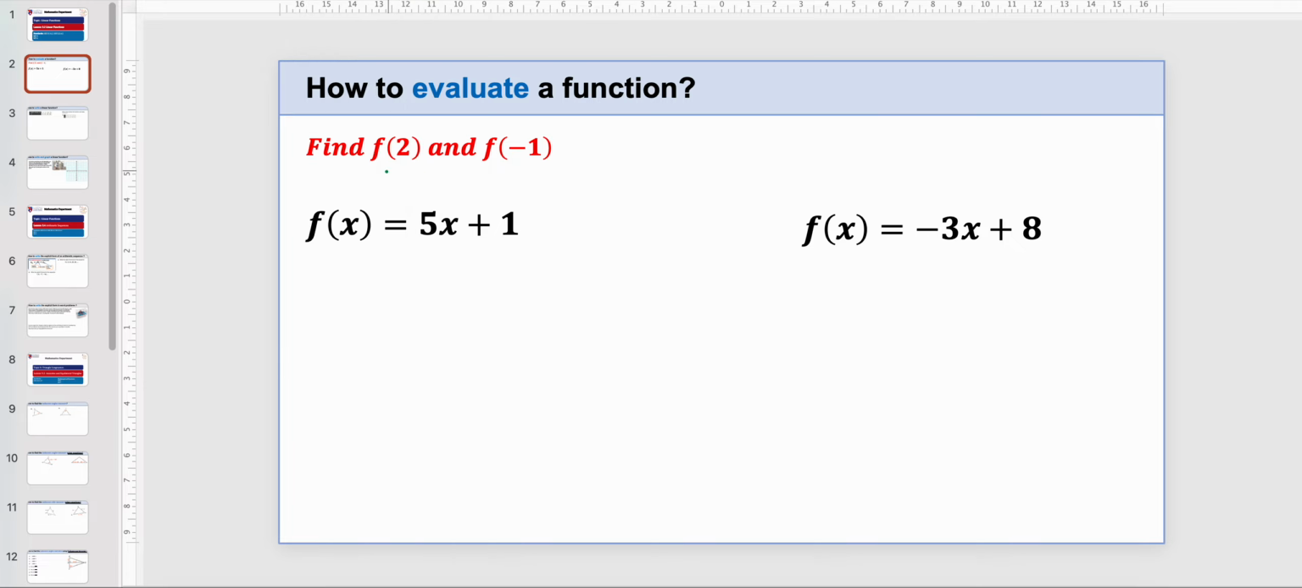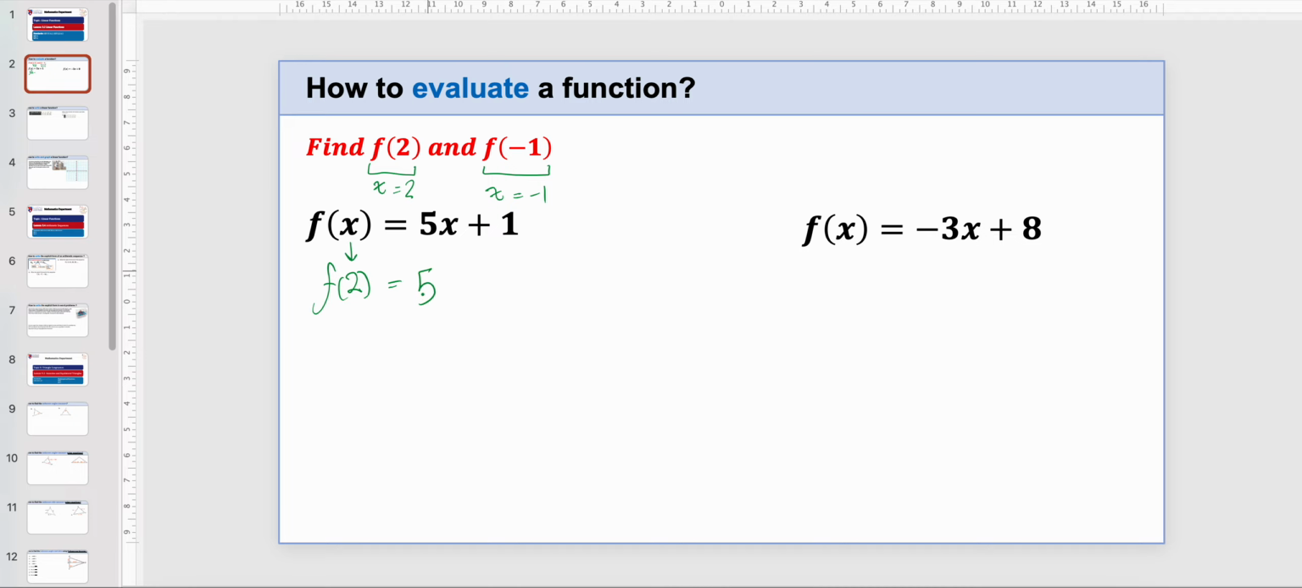Okay, start with the first idea, evaluating functions. So they might ask you to find f of 2. F of 2 means f of x when x equals 2. And f of negative 1 means f of x when x equals negative 1. So you're going to go to your function. Instead of each x, you will write it as 2 because you want to find f of 2, let's say.